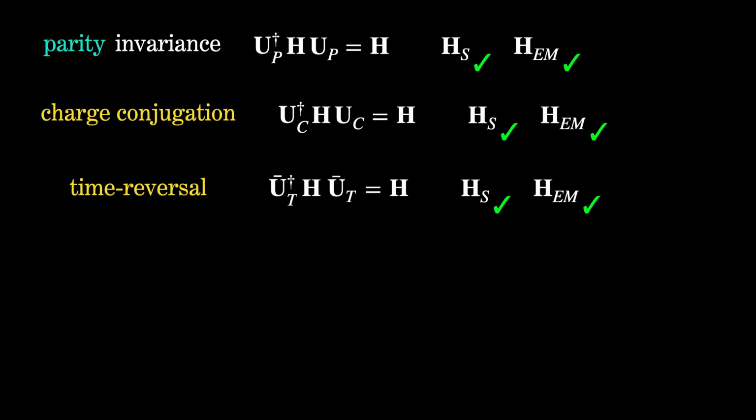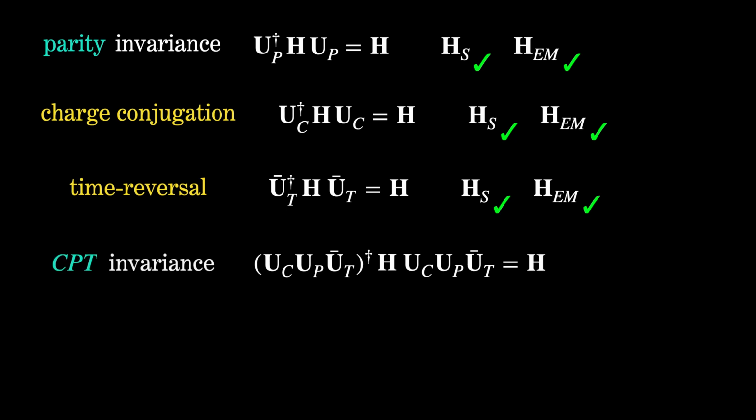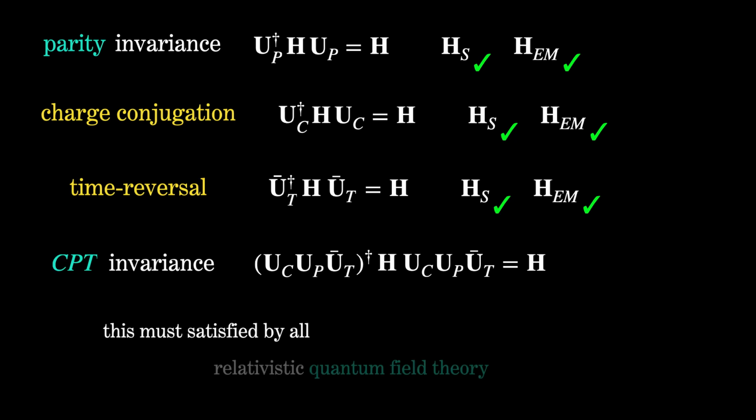And it can be shown that all relativistic quantum field theories, which are theories that combine Einstein's special relativity with quantum mechanics, must satisfy the combined transformation of all these symmetries. The order of the transformations doesn't matter. This is known as the CPT theorem. We shall derive this result in a future video when covering quantum field theory.